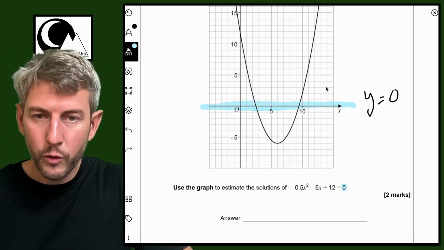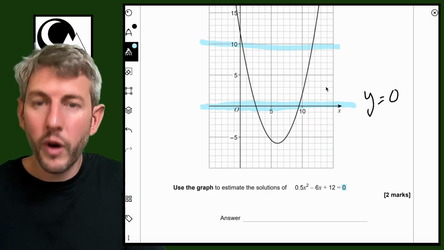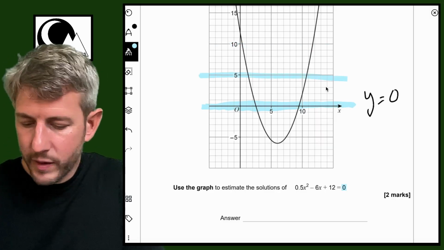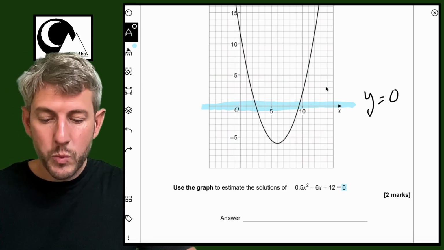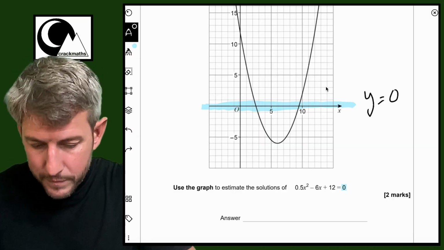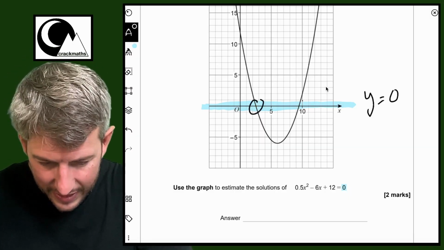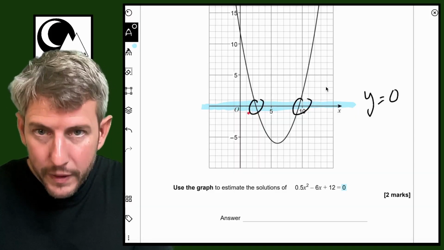Because if you see here, on all these different points, we've got y equaling something. Say, for example, this line would be y equals 10. This line here would be y equals 5. But we want y equals 0. So we're looking for the points where the graph crosses the axis at y equals 0, which is here and here. Now, I can see that they've just got one square for a whole number.